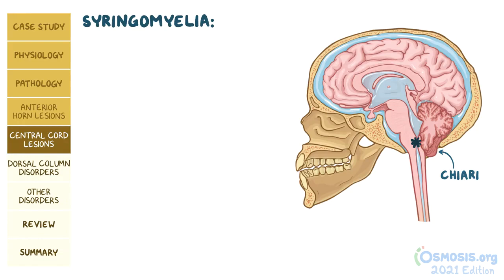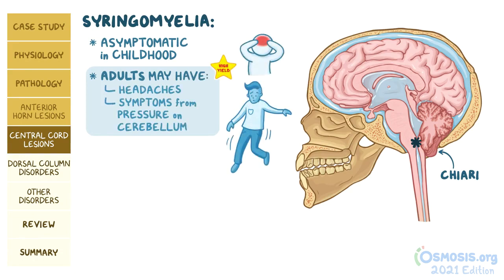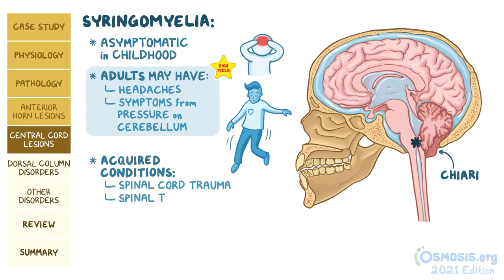It's important to know that it's typically asymptomatic in childhood, but adults may have headaches and symptoms from pressure on the cerebellum, like problems with coordination and balance. Aside from Chiari malformations, syringomyelia can also be caused by any acquired condition that blocks the flow of cerebrospinal fluid, like a spinal cord trauma, spinal tumors, and spinal cord abscesses.